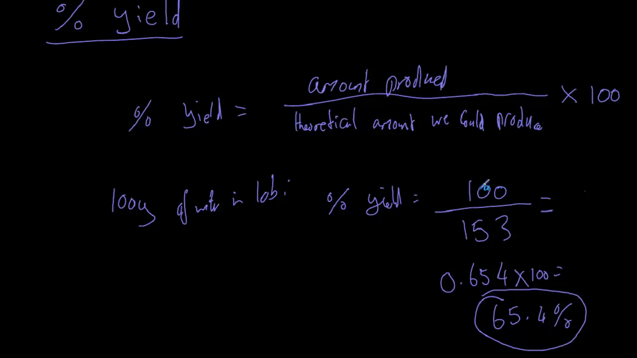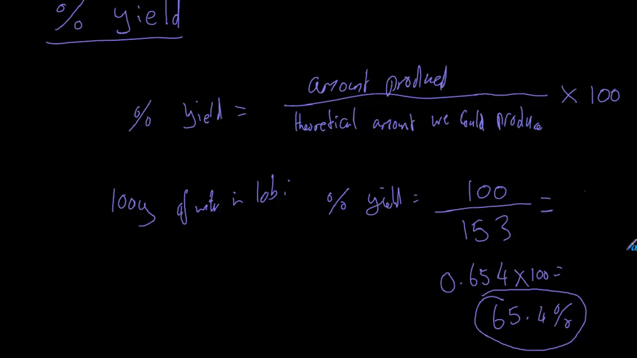So I've taken the amount that we physically produced in the lab or in wherever we've carried out the experiment, divided it by, on paper, the theoretical maximum we could make. That gives us this decimal, and then we times that by 100 to turn that into a percentage. And so I hope that has helped.